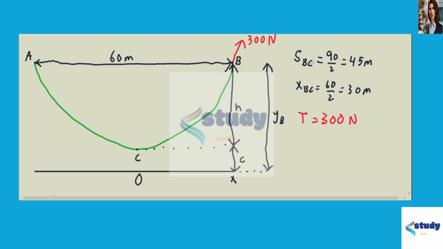The length from A to B is given as 90. So to get the length from B to C, we just do 90 divided by 2 to give us a value of 45 meters. And we do the same thing for the length in the x direction from point B to C. So we use the given length of 60 divided by 2, and we'll get a length of 30 meters from B to C. And we're also given that the maximum tension of the cable is 300 newtons. So we're going to first start by finding the length of the sag.